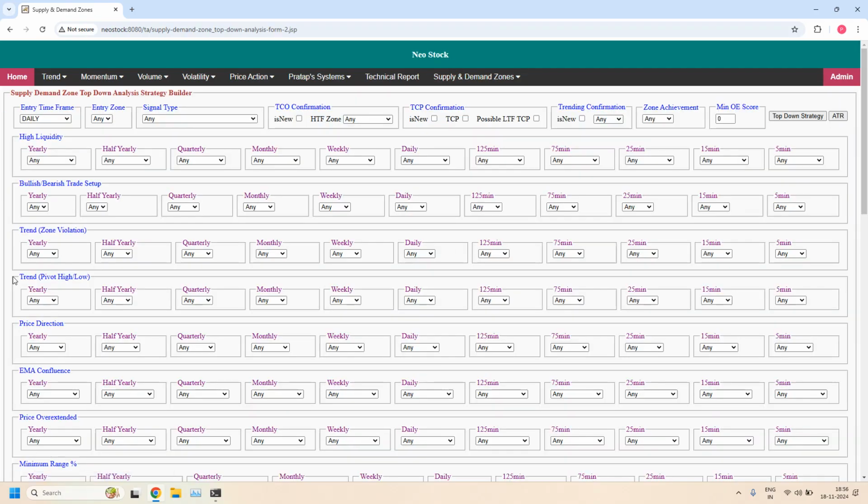Okay, next weekly income trade, bullish trade setup. Entry time frame is 75 minutes. Entry zone, demand zone. In bullish or bearish trade setup at 75 minutes time frame, I am selecting bullish, because we are selecting 75 minutes bullish trade setup. That is weekly income trade.